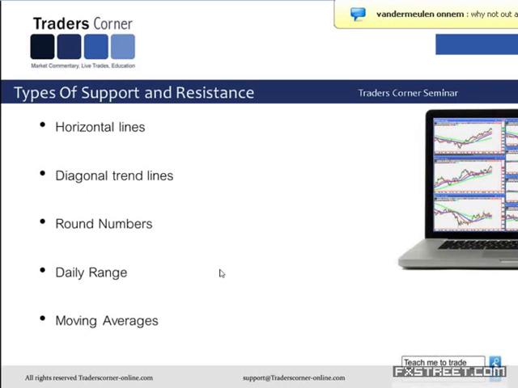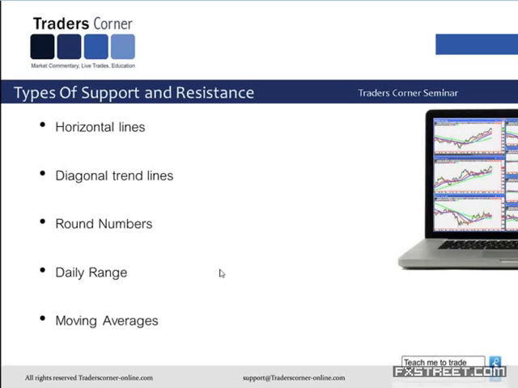All right, so we need to understand that for all of our trading. Now, there are different types of support and resistance. So we've got the horizontal lines. They're literally the lines that go across your screen, from one side to the other. Then you've got your diagonal trend lines.